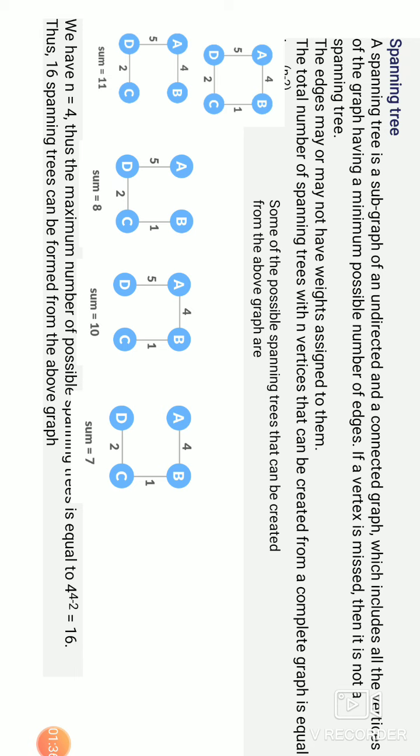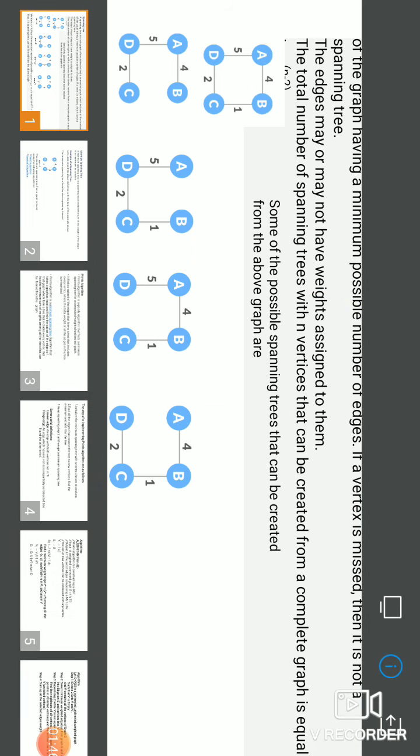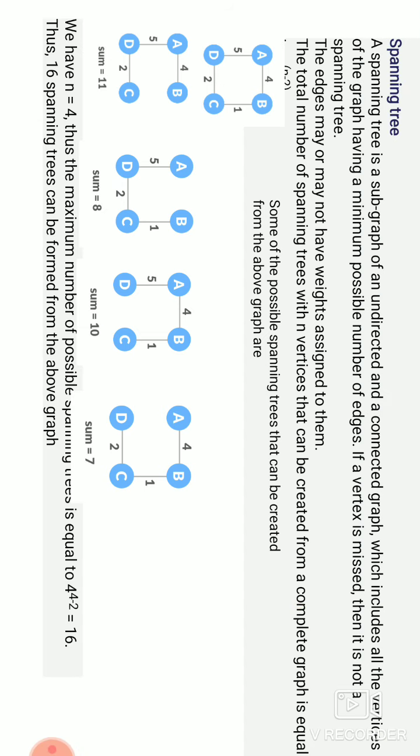So the total number of spanning graphs for a main graph with n number of vertices will be n to the power of n minus 2 subgraphs, that is spanning graphs. So let us take an example.